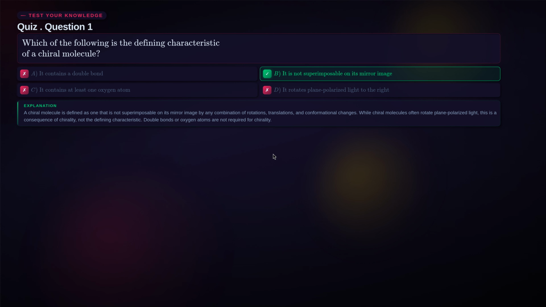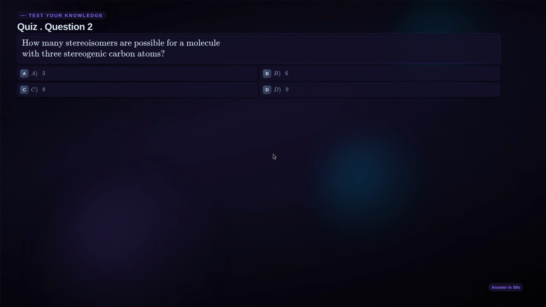Quiz question 2. How many stereoisomers are possible for a molecule with 3 stereogenic carbon atoms? Option A, 3. Option B, 6. Option C, 8. Option D, 9. Think carefully about the maximum number of stereoisomers formula.